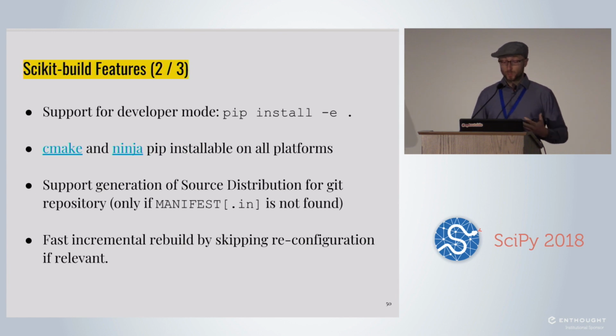It also supports the developer mode. If you do pip install -e or setup.py develop, it's going to copy the library in your source tree, and then you can easily develop your Python files. You don't have to always generate a wheel to use it. There are CMake and Ninja Python packages you can install, as I mentioned earlier. By default, if you don't have a MANIFEST.in, it's going to automatically package all the sources using Git within your source distribution. It also supports fast incremental rebuild by skipping reconfiguration if relevant.